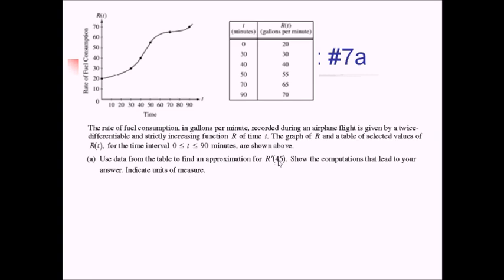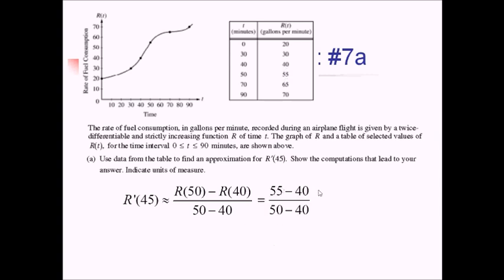Well, since we don't know the algebraic formula for the r function, we're going to have to approximate IROC using an AROC from this table. So you just have to find AROC for r on any interval that contains 45. I'm going to go with the interval from 40 to 50 because that's the smallest interval. So my AROC is r of 50 minus r of 40 over 50 minus 40. So that's 55 minus 40 over 50 minus 40. 15 over 10, we could reduce that to 3/2 if we wanted to.